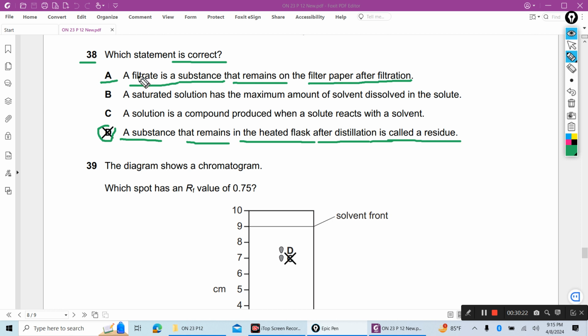Filtrate is the clear solution. Why is B wrong? A saturated solution has the maximum amount of solute dissolved, not solvent. This is wrong. Why is C wrong? A solution is a compound produced when a solute reacts with a solvent. Not reacts, just dissolves. A solution is a mixture produced when a solute dissolves in a solvent, so not a compound.